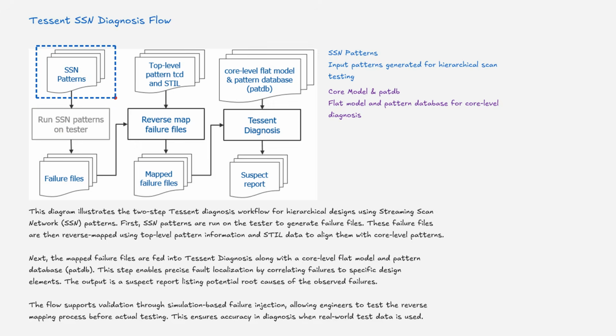This diagram illustrates the two-step Tessent diagnosis workflow for hierarchical designs using streaming scan network SSN patterns. First, SSN patterns are run on the tester to generate failure files. These failure files are then reverse mapped using top-level pattern information and STIL data to align them with core-level patterns. Next, the mapped failure files are fed into Tessent diagnosis along with a core-level flat model and pattern database (PATDB). This step enables precise fault localization by correlating failures to specific design elements. The output is a suspect report listing potential root causes of the observed failures.